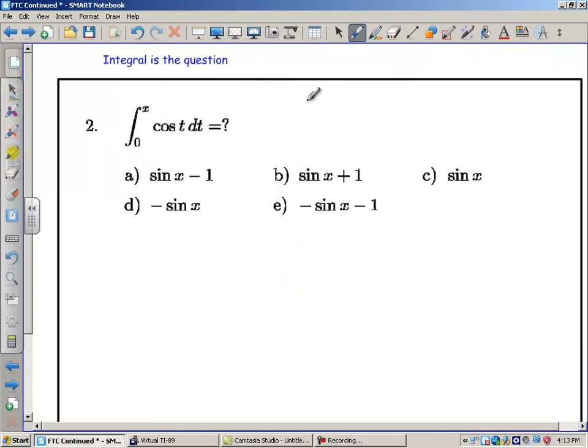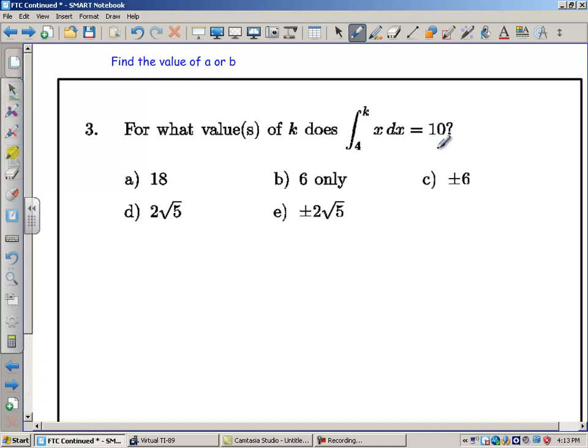Another one is simply where the integral is the question. This is what you guys did yesterday. You just answer the integral. I have the integral from 0 to x of cosine. It is possible for me to find an antiderivative for cosine. The antiderivative, of course, is sine. And then we just plug in the top, and then we plug in the bottom and subtract those, because we're finding the change in the antiderivative. Now the sine of 0 is 0, so this is just sine of x, and so this answer is C.